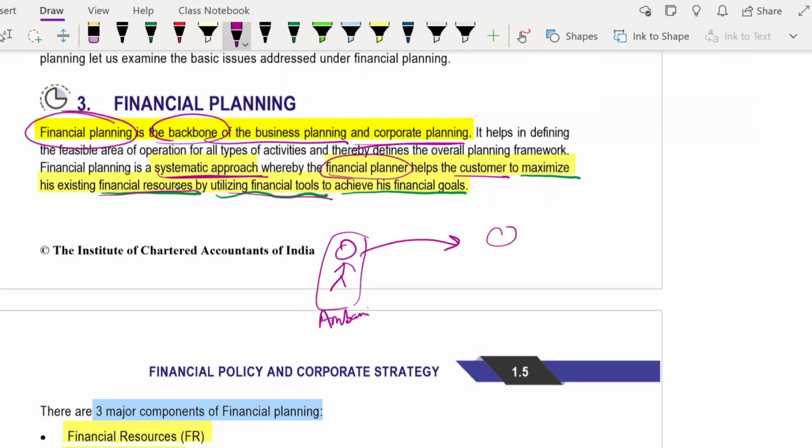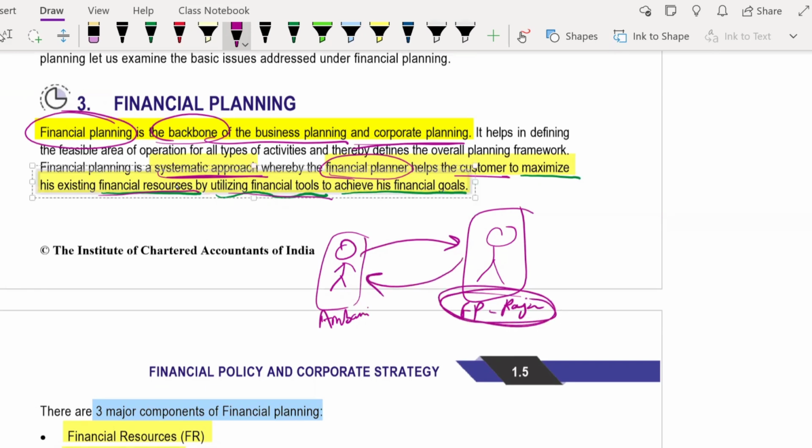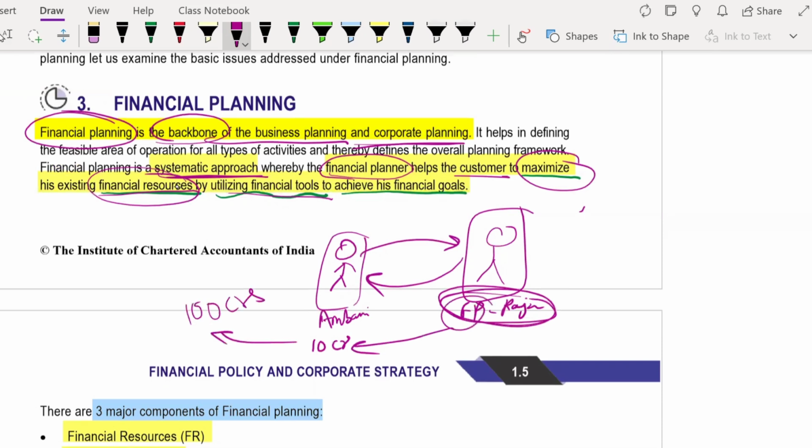He will go to one person who is a financial planner. His name is, suppose, Raju. So the financial planner, Raju, is dealing with Ambani right now. He'll help his customer maximize his existing financial resources. Suppose Ambani has 10 crore in hand. This financial planner is going to help him maximize this. From 10 crore, how can you make it 100 crores? He is going to help you do this by giving you good strategies and good plans.